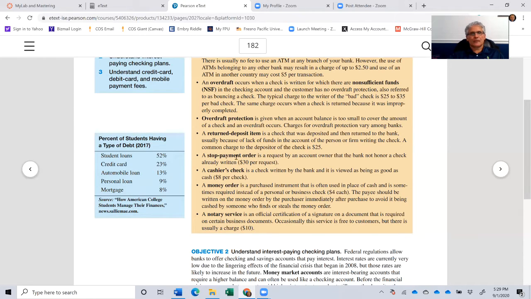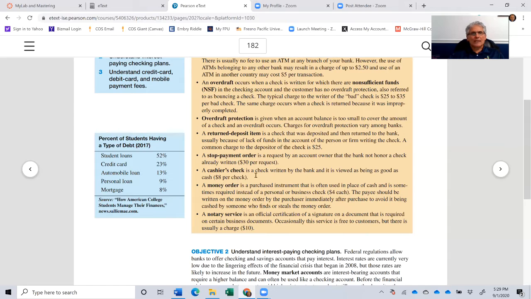A stop payment order occurs when you've issued a check, you've written the check out and you've sent it off, and then you figured out, no, I don't want that amount to go to the bank after all. So you request, as an account owner, that would be you if you own that account, that the bank not honor a check already written. And in many cases, they're going to charge you every time you do that as well.